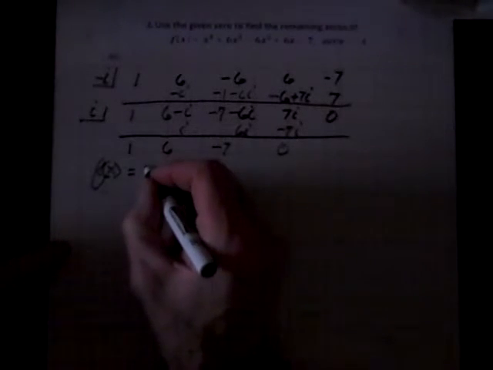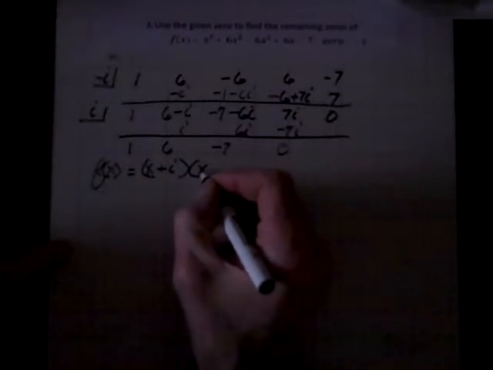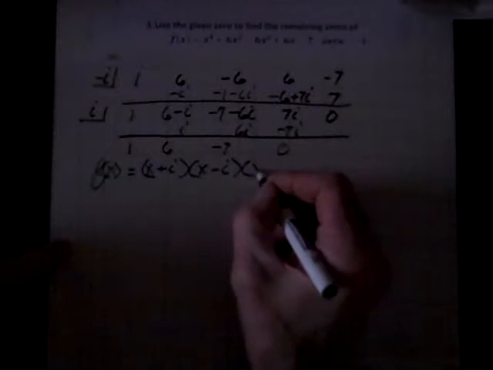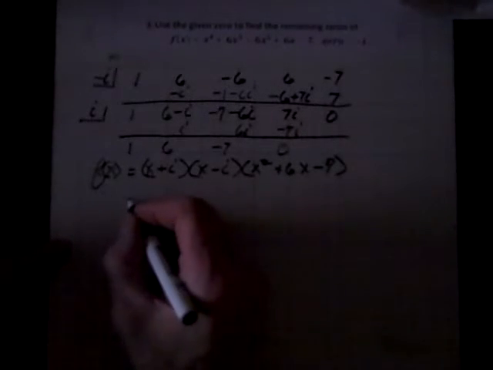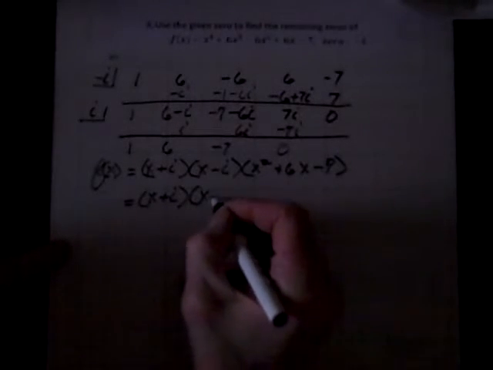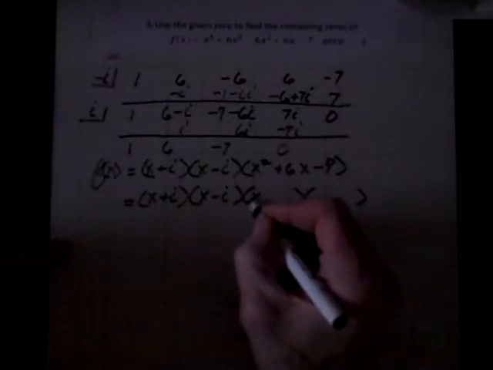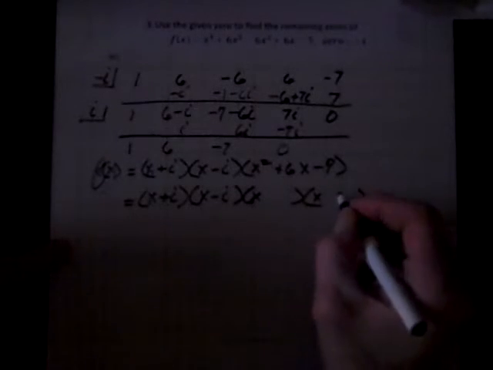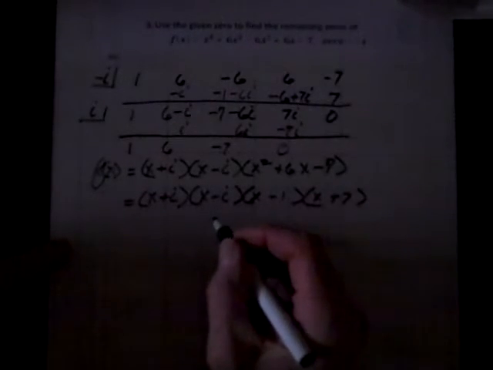So now we know that f of x equals x plus i times x minus i times x squared plus 6x minus 7. But this quadratic factors, so we have x plus i times x minus i times x, and let's see, we're going to have a plus 7 and a minus 1. And now if you FOIL that, you'll get x squared plus 6x minus 7.